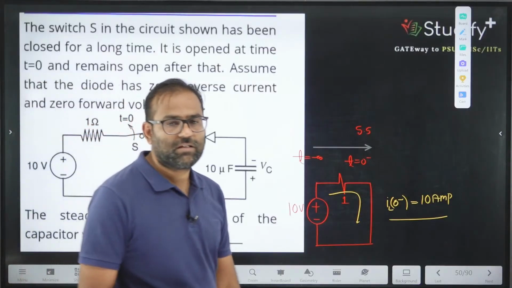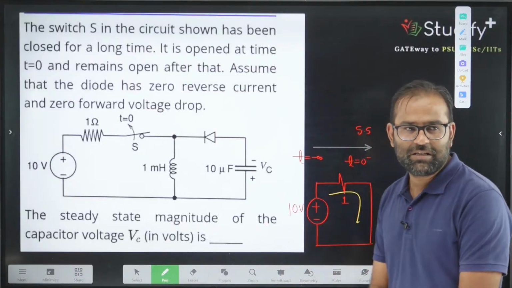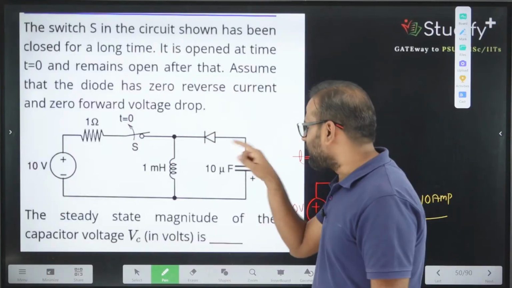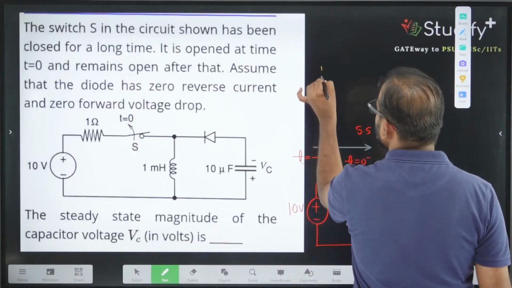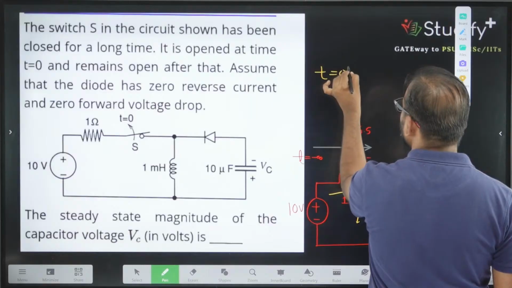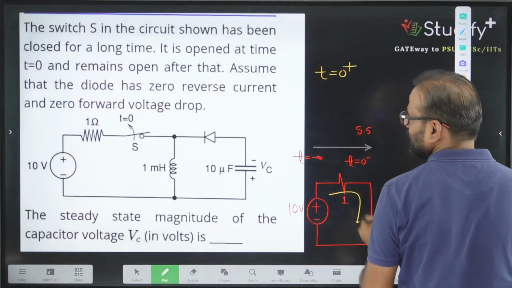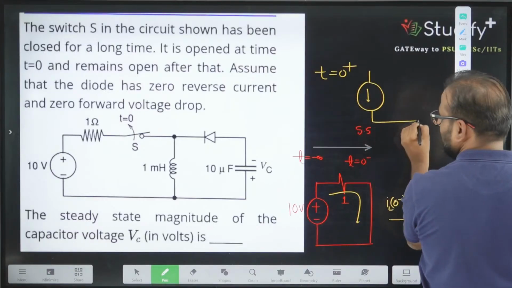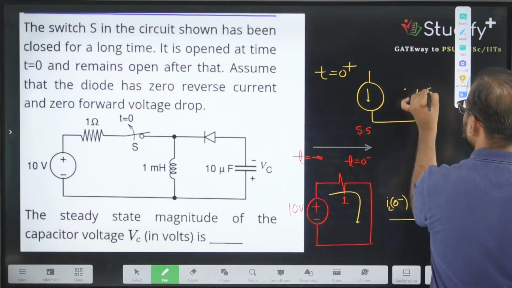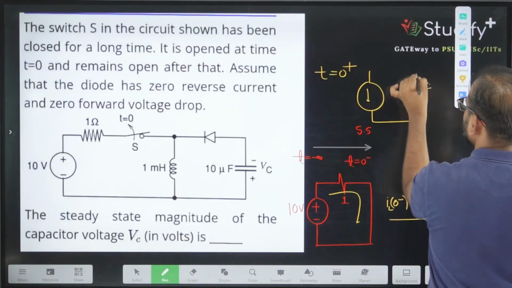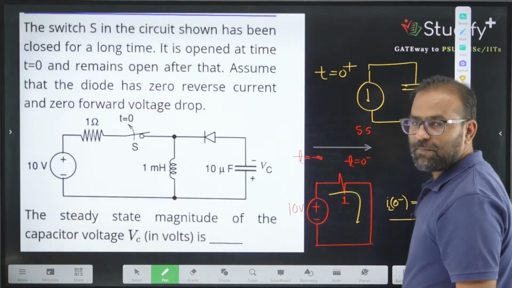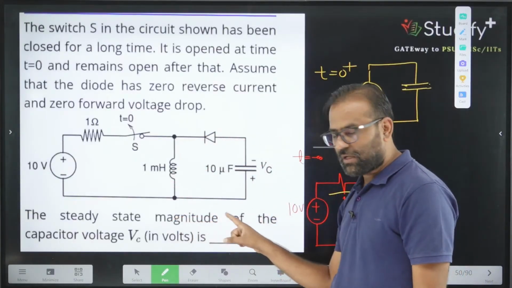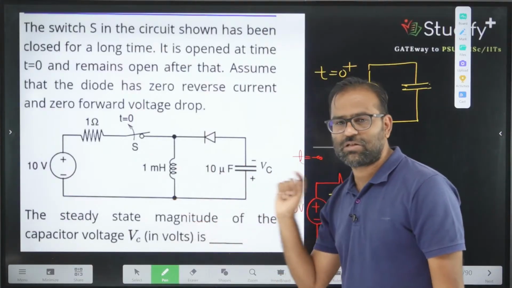Now, if this 10 ampere is the current in the circuit, what is the direction of this current? When I draw this circuit at t0 plus, the circuit will look like this. This is the 10 ampere current. This is one capacitor. And this is the diode. I will replace the diode by an open circuit because the diode will allow current only from P to N. So if the direction of current is P to N, this will act as a short circuit.